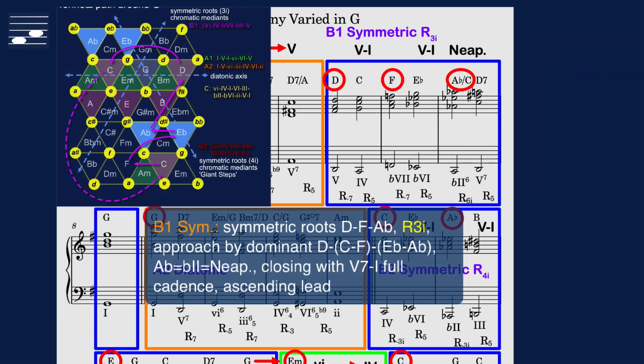Section B1 is in the three semitones symmetric harmony, with the roots D, F and A flat, the latter two approached by their relative dominant triads, C and E flat respectively. The first inversion position A flat over C yields a standard template Neapolitan closing cadence through dominant D7.